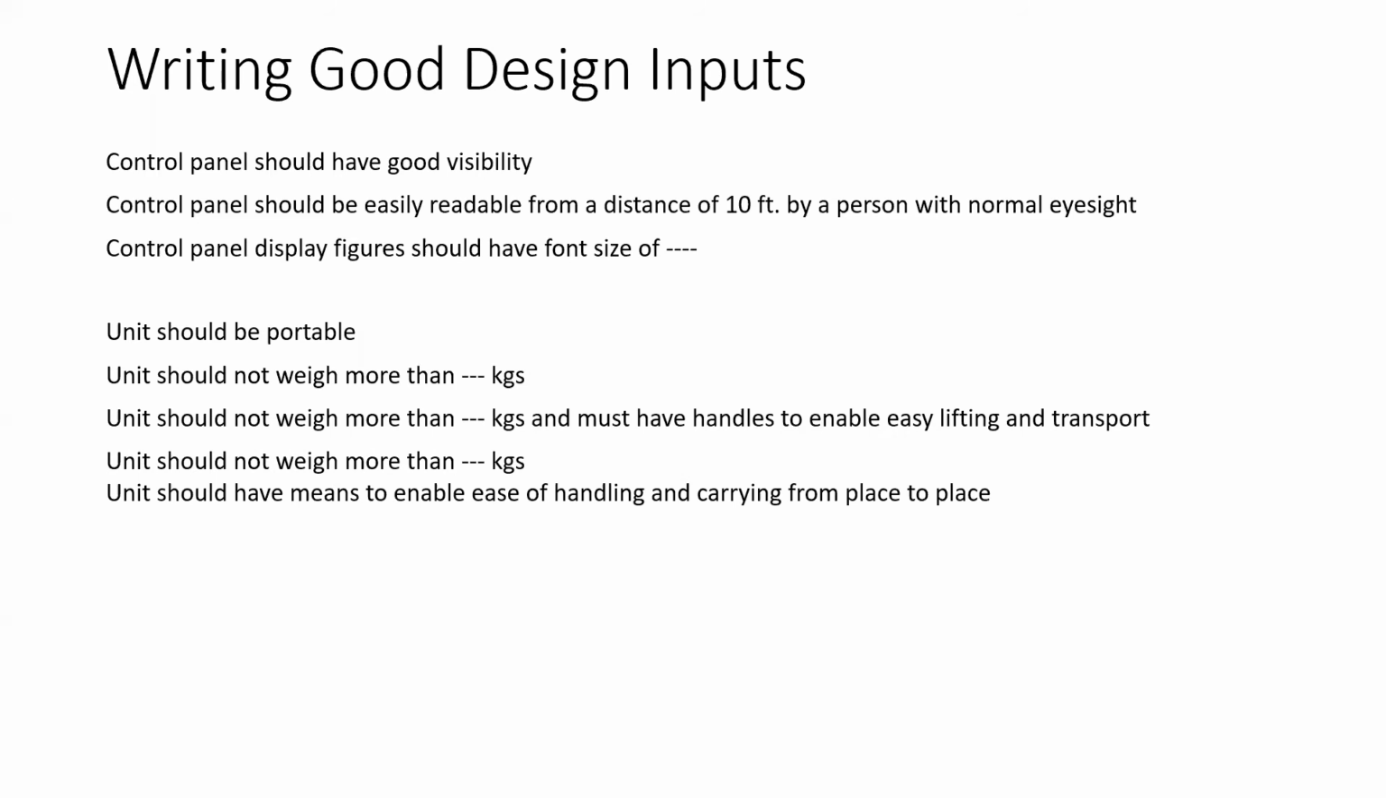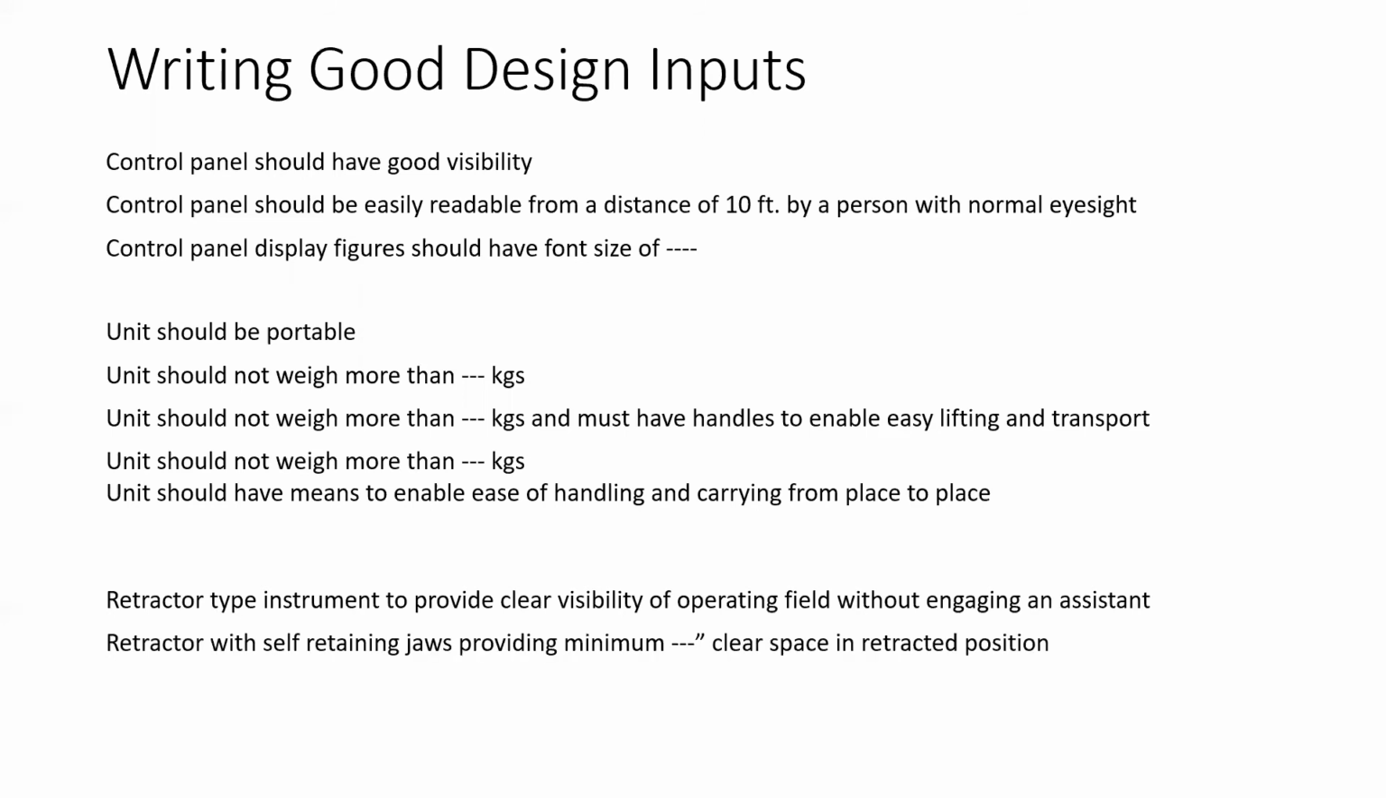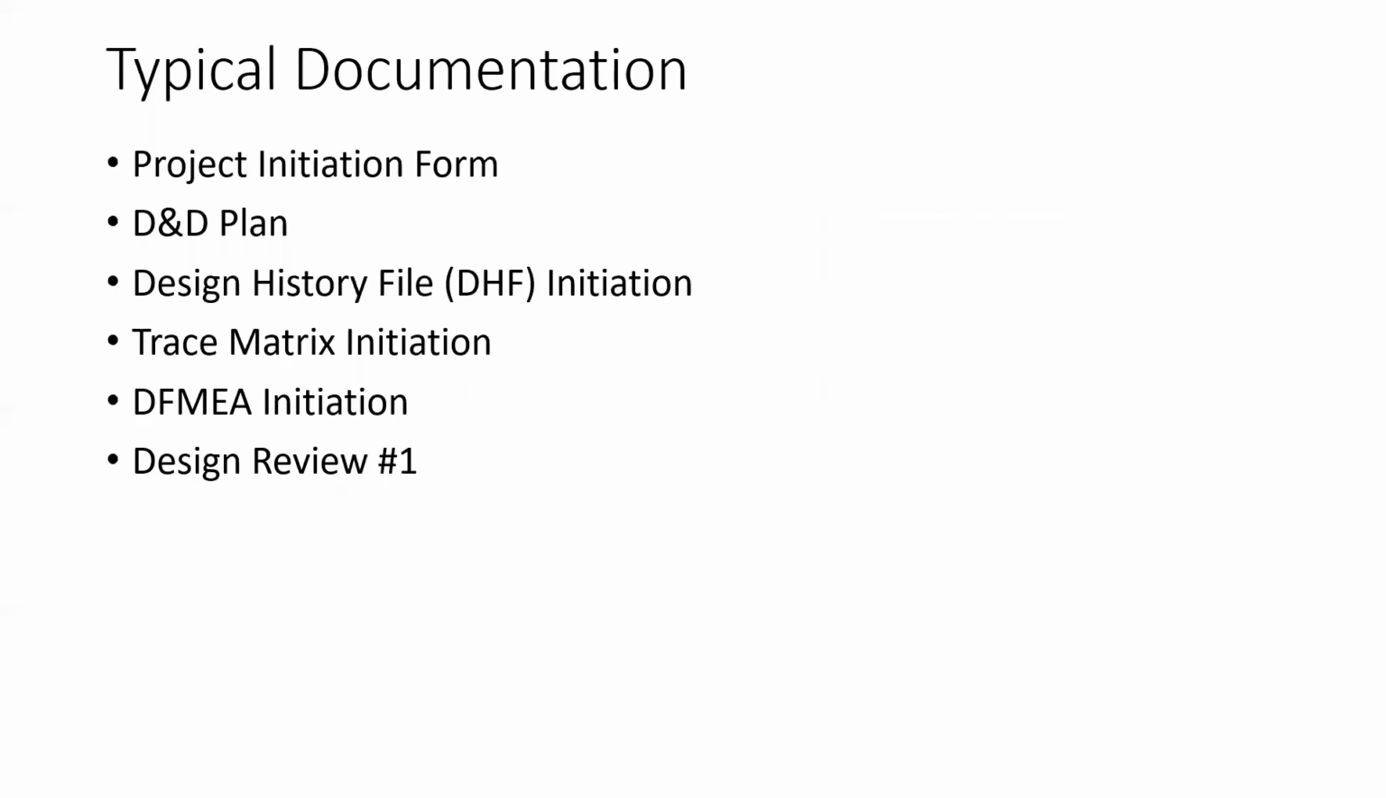Or should not weigh more than so many kilos, and should have the means of handling and carrying. Okay, so again, you will see that the fourth statement actually is the nicest way of describing. You are defining a weight because that's an absolute requirement. You are also saying that it needs to have ease of handling and carrying, which is easily verifiable. So there's one more example, but I will skip this in the interest of time.